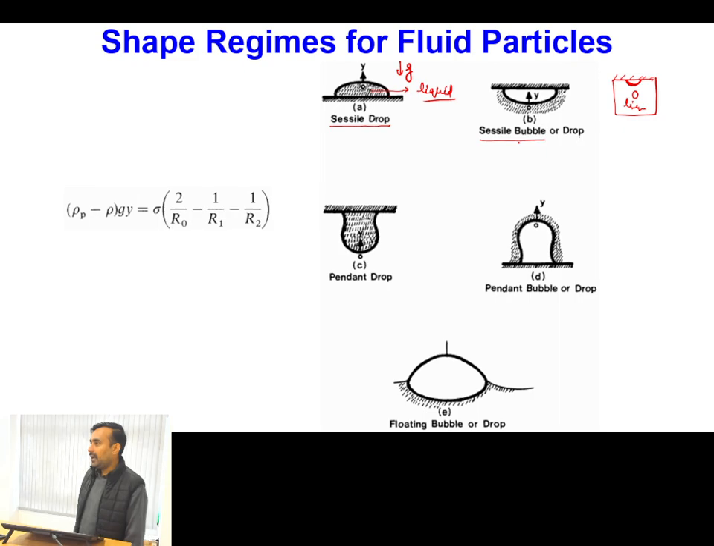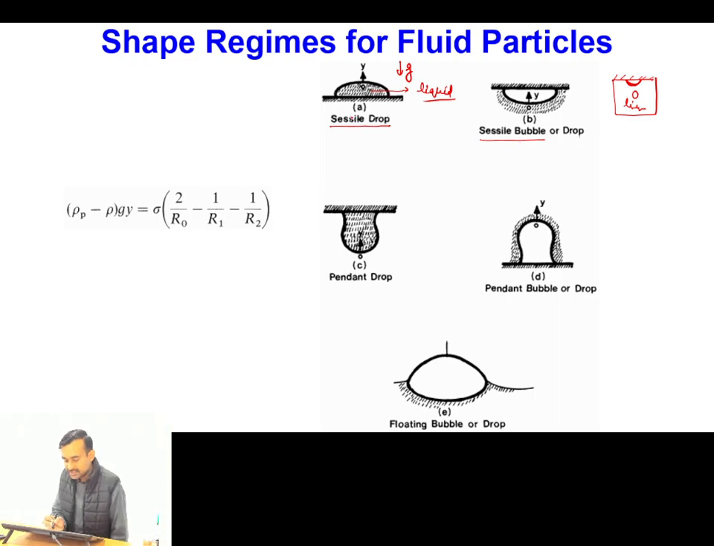Another situation: I have taken the same sessile drop, but after that I have inverted the solid surface. Now because of gravity, what will happen? The liquid volume that is attached will try to elongate in the downward direction. That elongated liquid volume is called a pendant drop. So a liquid volume hanging from a surface is what we call a pendant drop.